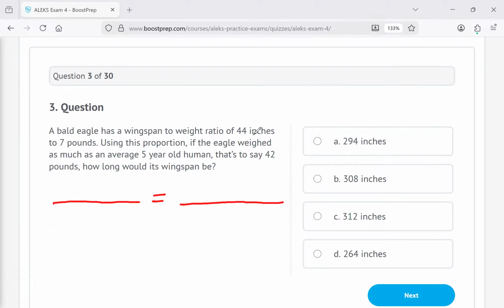So we have a ratio of 44 inches to 7 pounds. So maybe it could be inches on the top, pounds on the bottom. Same thing here, inches on top and pounds on the bottom. A bald eagle has 44 inches, so you can put 44 here to 7 pounds. If the eagle weighed 42 pounds, you can put 42 here. How long its wingspan would be is our unknown. So we must have one unknown, otherwise it's wrong.